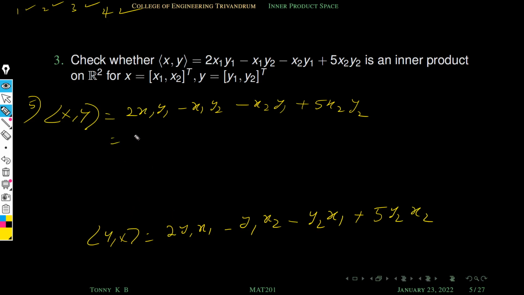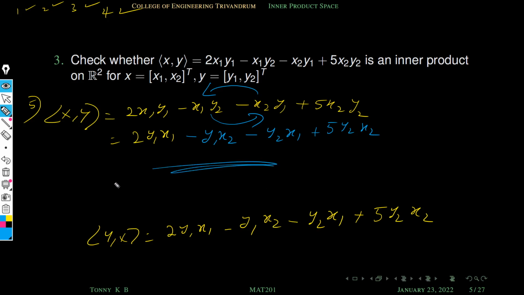Why? This one, you can rearrange like this to y1 x1, and next we interchange these two terms. Okay, so this is actually minus x2 y1. You can write this as minus y1 x2 for getting this term. And instead of x1 y2, you can write this as y2 x1. Clear? And plus this is 5 y2 x2. This is the same as this one. So this is equal to the inner product of y, x. Clear? So this function satisfies all the 5 conditions of our inner products. So this is an inner product on R2.